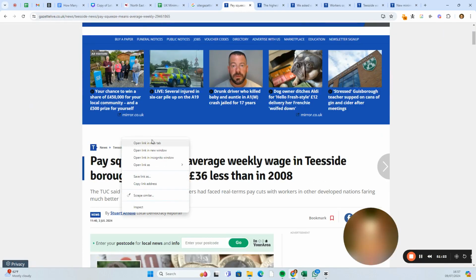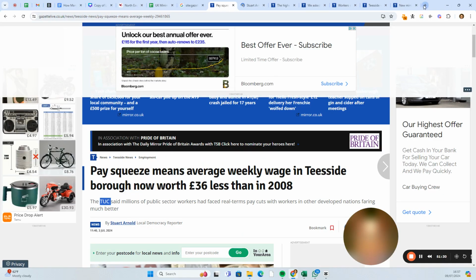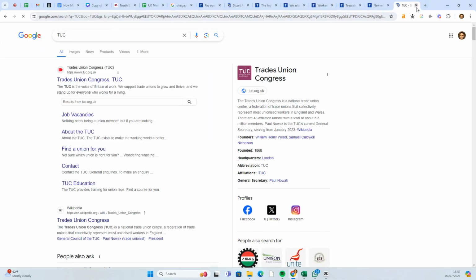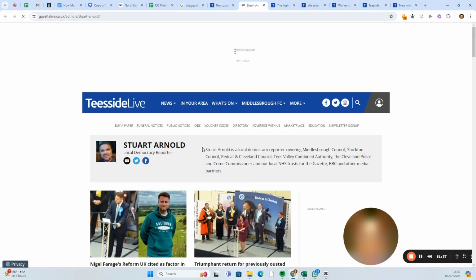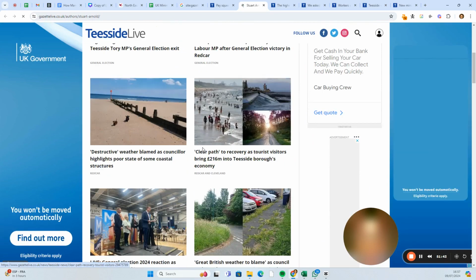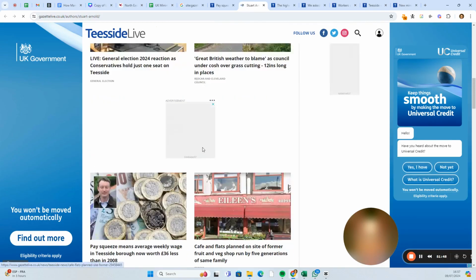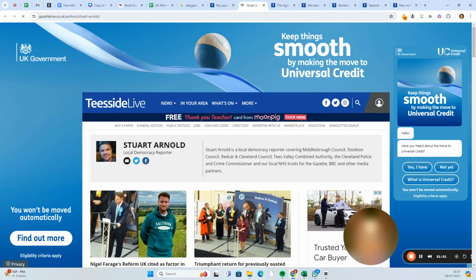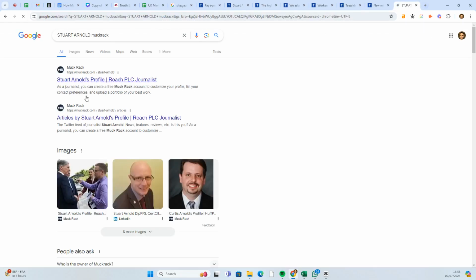Local democracy reporter. What is TUC? Trade Union Congress. Okay, that makes sense. From Middlesbrough Council. Again, I think you'd want more local data if you were going to pitch this guy. Let's just go into his Muckrack, because if he writes for all the Northeast papers, then it might be of interest to him.